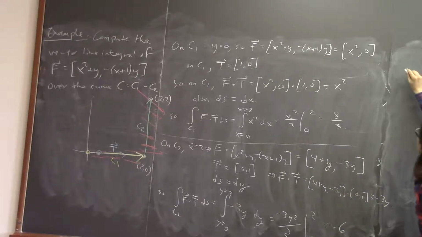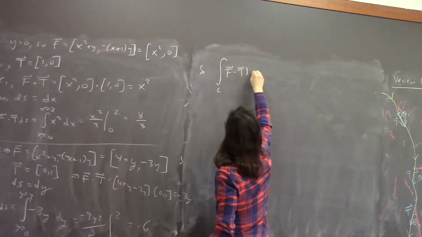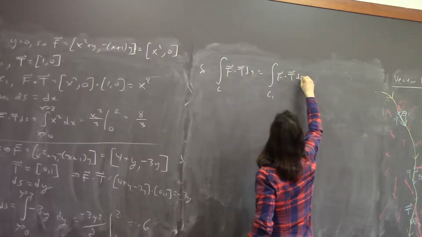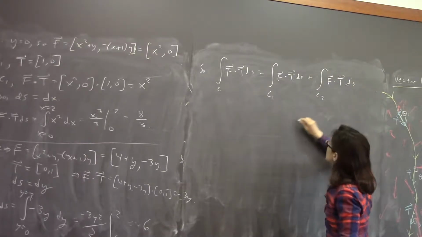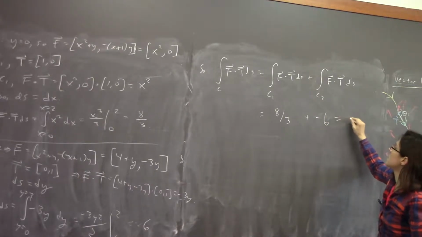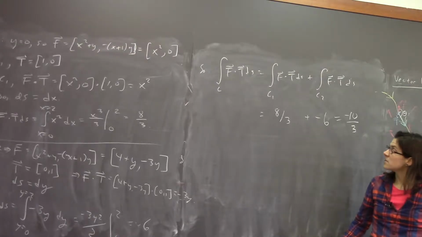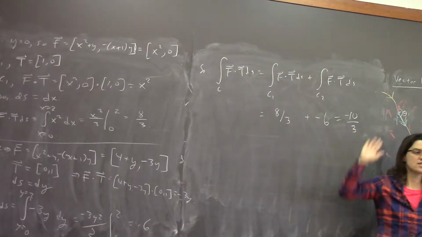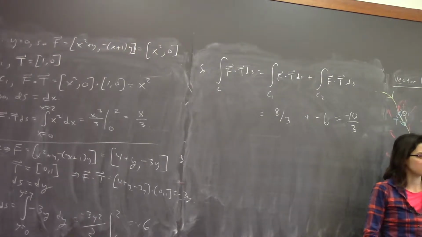Okay, so the vector line integral over C of f dot t ds is the vector line integral over C1 of f dot t ds plus the vector line integral over C2 of f dot t ds. We figured out that the first one was 8/3, and the second one was negative 6, and that comes out to negative 10/3. So it tells you that the vector field is working with you along the first curve and against you on the second curve, and it worked against you more than you worked with you, so net, it's against you.